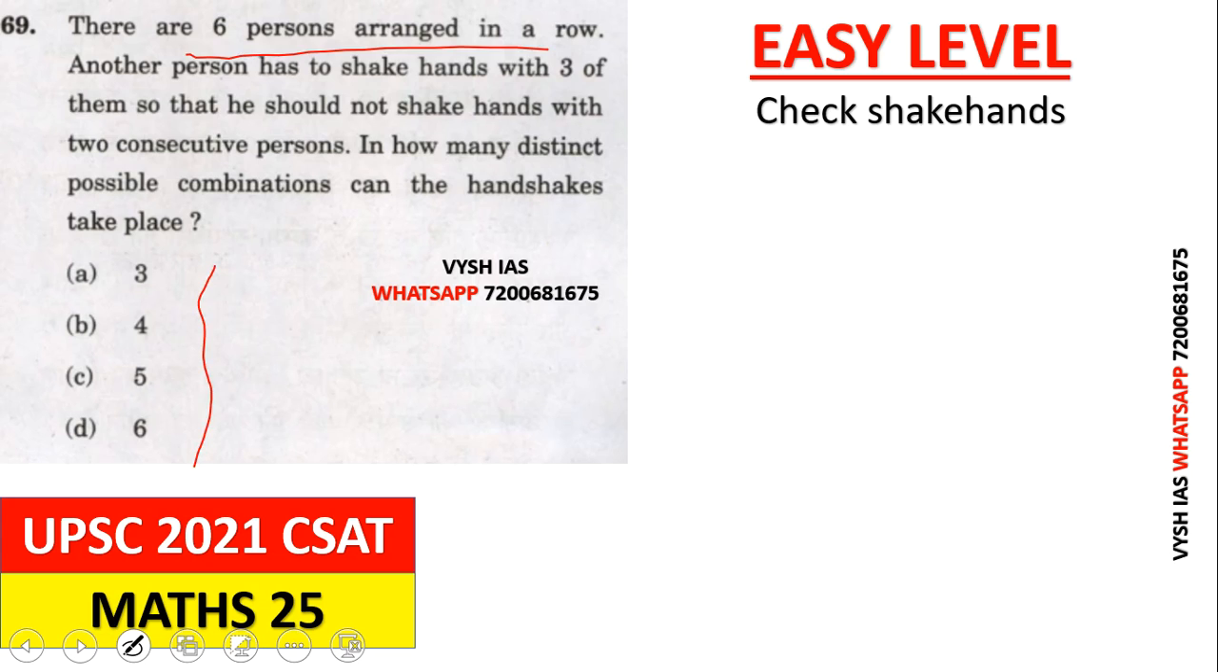They're telling 6 persons are arranged in a row. Okay, let it be A, B, C, D, E, F. There are 6 persons arranged in a row. Another person, meaning there is a person called G. Okay, G. He comes inside the room and he has to shake hands with 3 of them.